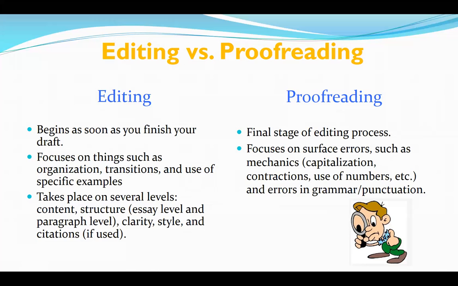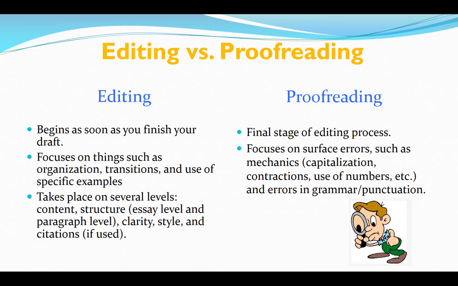Okay, so editing and proofreading is the final part of the writing process, right? So editing begins as soon as you finish your draft, and it will focus on things such as organization, transitions, and the use of specific examples. When you look at your essay and say, okay, do I have everything in the right order? Might this work better someplace else? That's what we mean by organization. Transition, well, are you segueing between ideas in a way that makes it easy for the reader to follow? So if you think you can make things a little clearer by adding a transition here or there, that's when you would do it. And you might look at your essay and go, well, that looks a little vague. Maybe I should provide something more specific so the audience would know what I'm talking about.